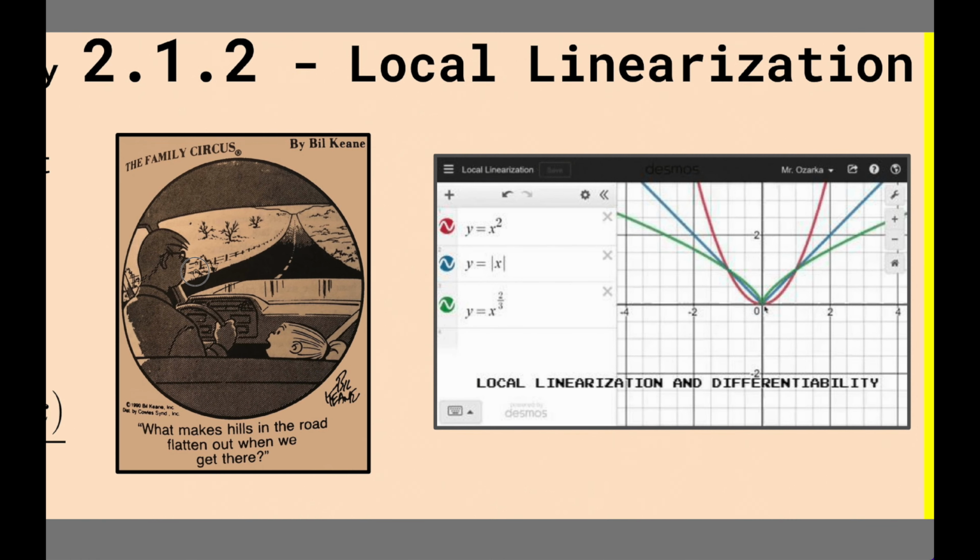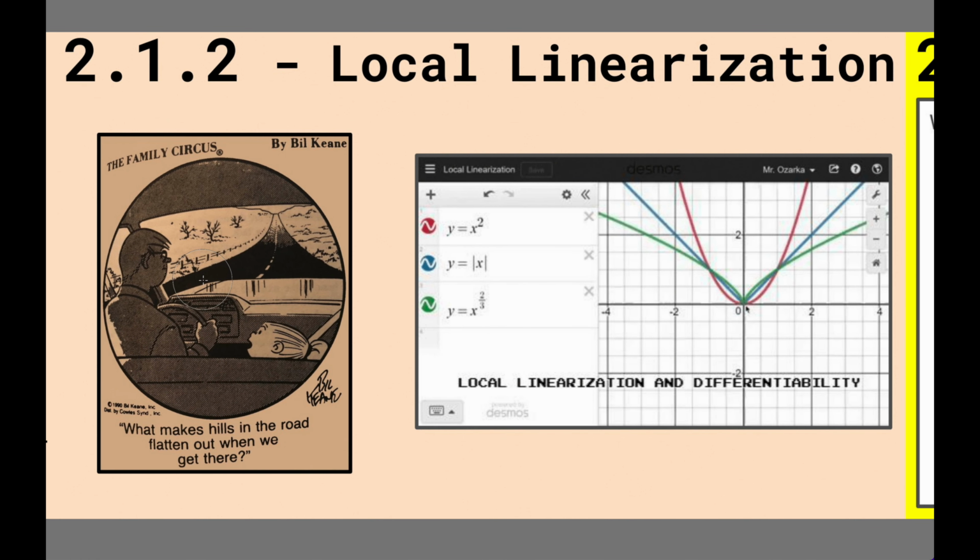All right, before I show you that example, though, I'm going to show you this comic right here that I think is pretty funny. It says, what makes hills in the road flatten out when we get there? So this kid is asking this adult, how come it looks curved, but as soon as we get there, it looks straight? This is actually the idea of local linearization. So it's kind of an awesome comic. It fits well with calculus without even realizing it.